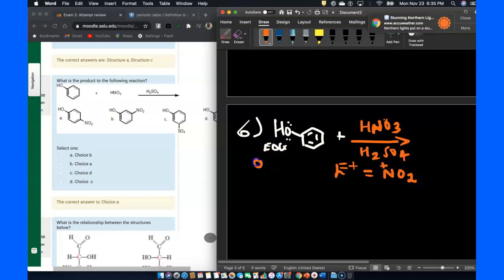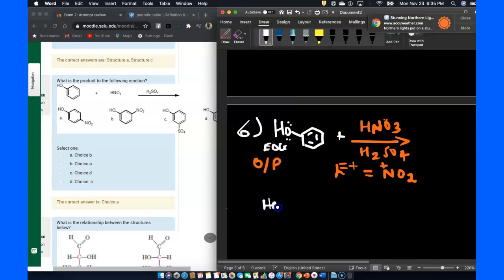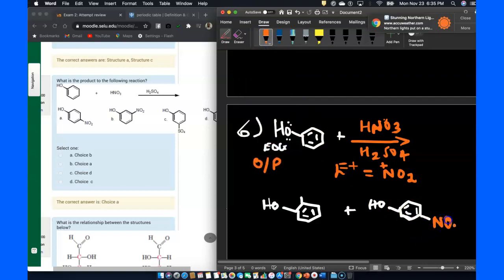Now remember, EDGs direct ortho-para. So we would draw the two possible products again. So I would draw the ortho product, and I'm going to put the NO2 after I draw this other ring in white so I don't keep on selecting the colors. So it's either NO2 goes para position or NO2 goes ortho position. How did I know that? The reason is because I have an electron donating group.